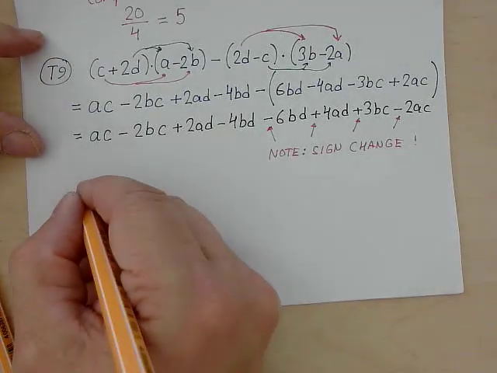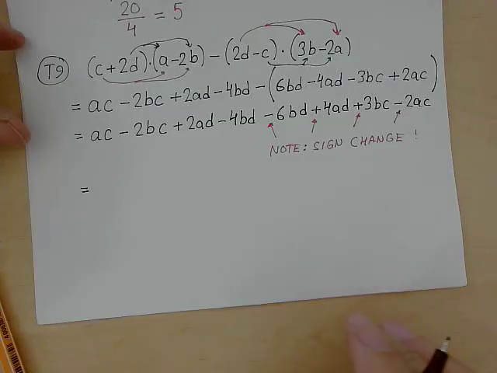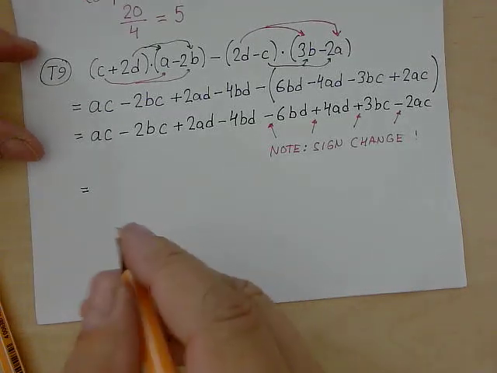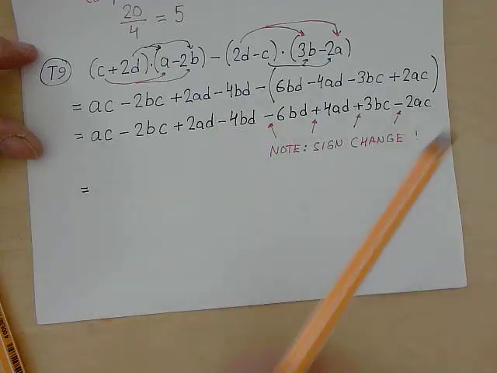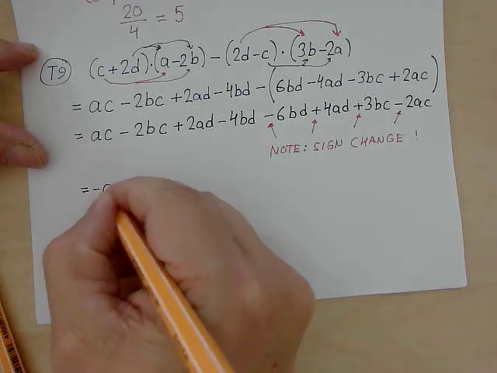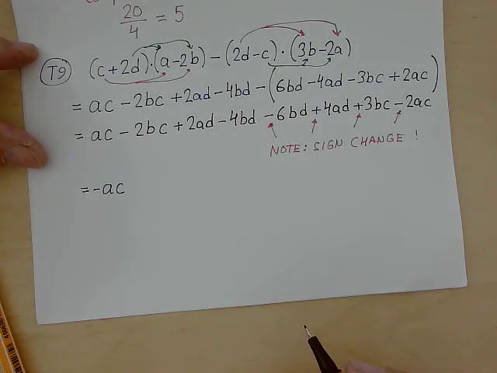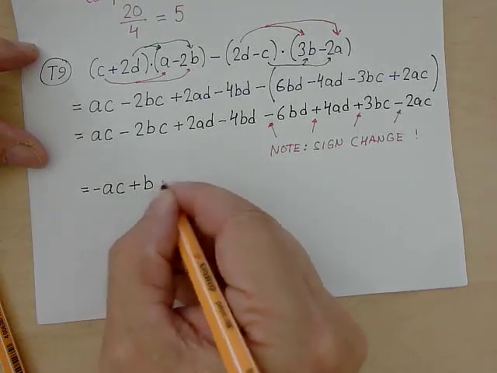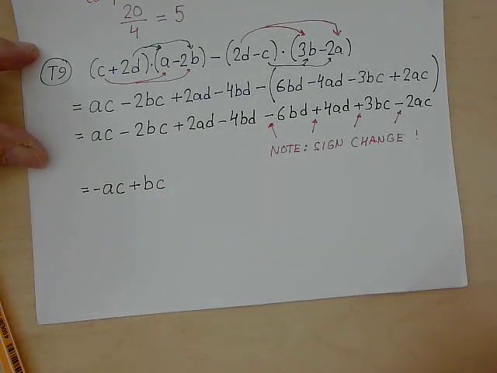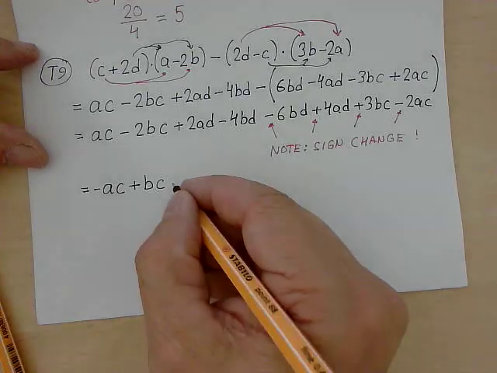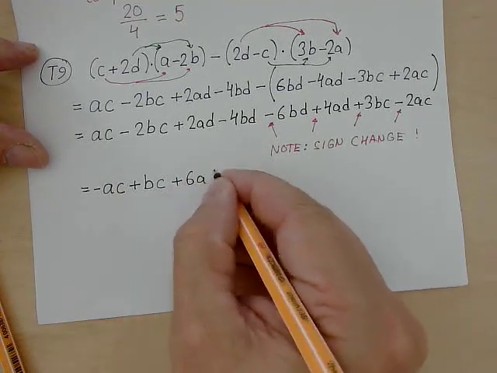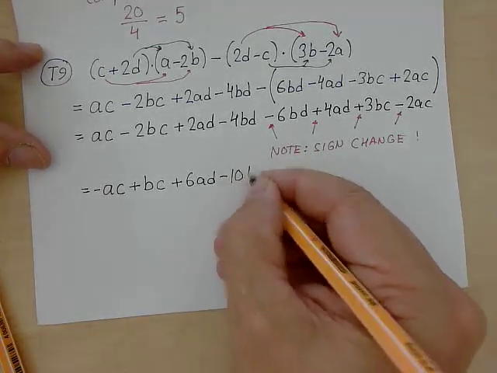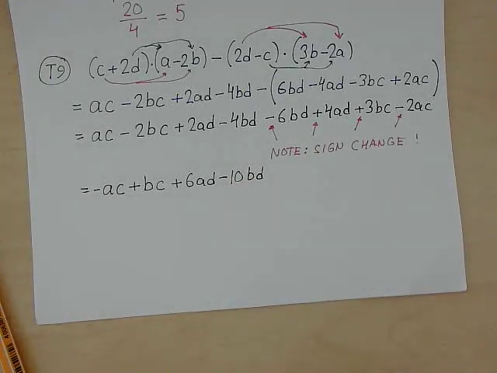And what will be the final answer? AC, minus AC. Yes, minus. Minus plus DC. Plus 6AD minus 10BD.